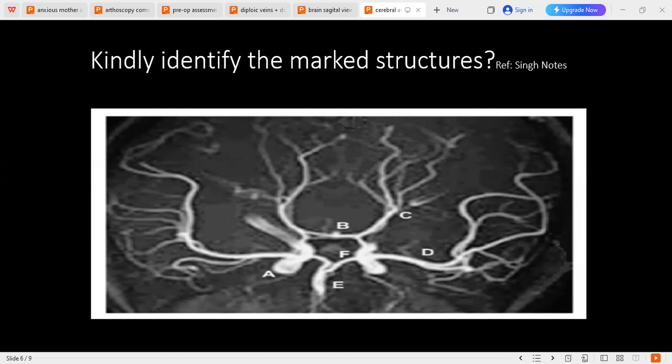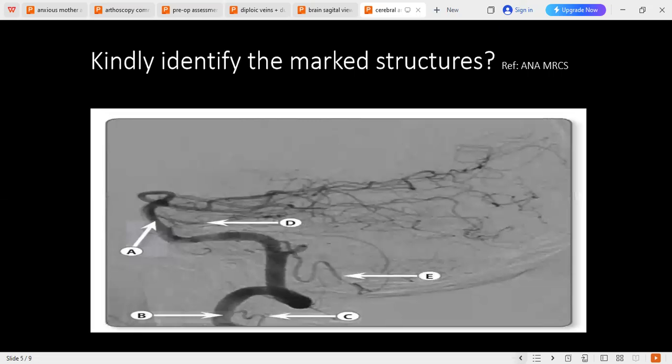Good. Next one. This is the vertebral system. C is the posterior inferior cerebellar artery. B is the basilar artery. And A is, I think, posterior cerebral artery. D may be the superior cerebellar artery. E is the posterior inferior cerebellar artery.